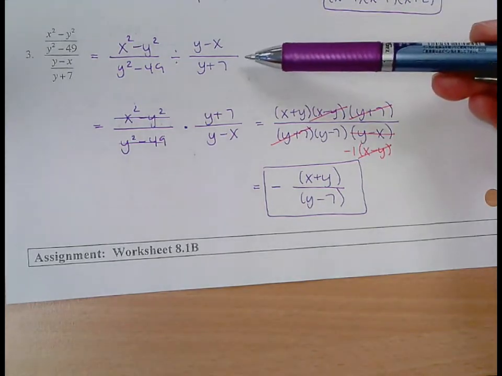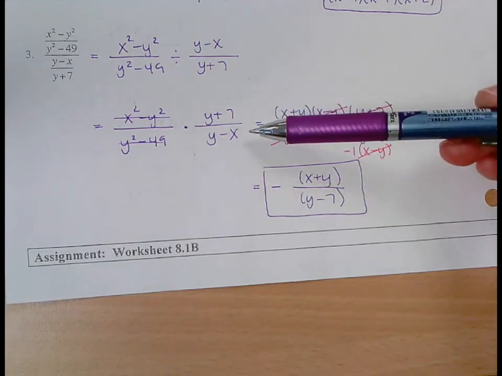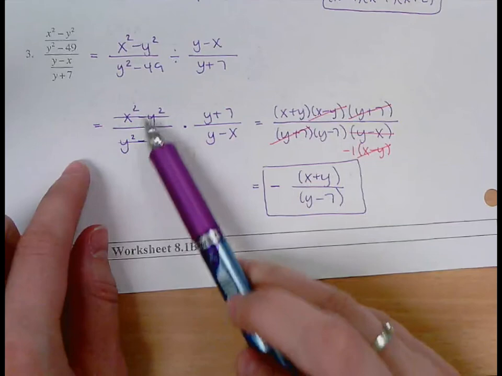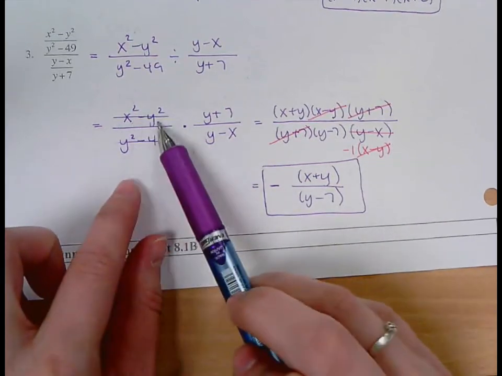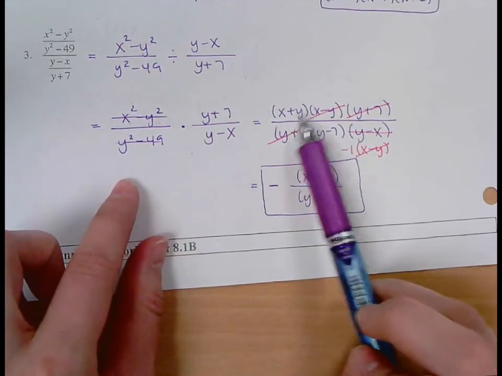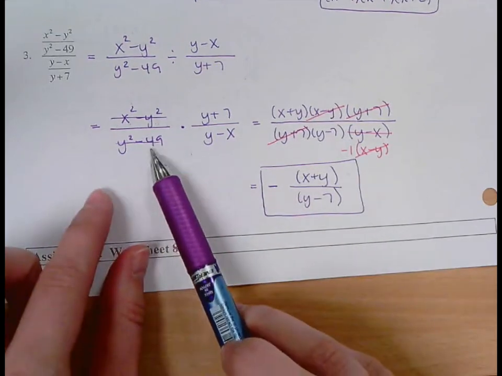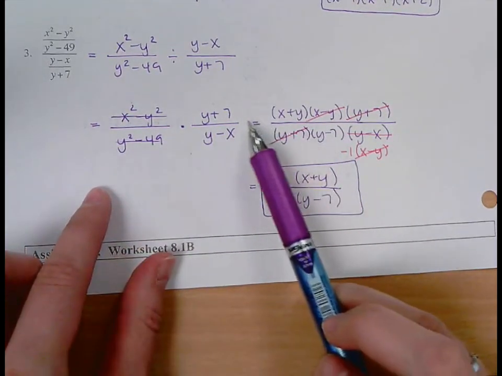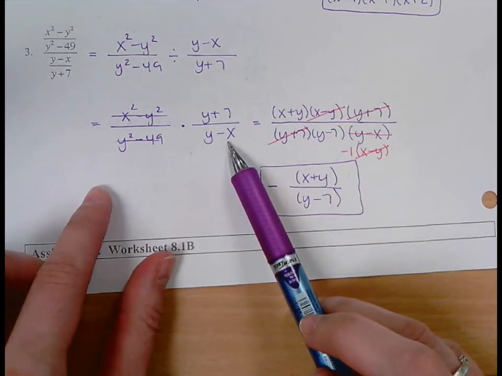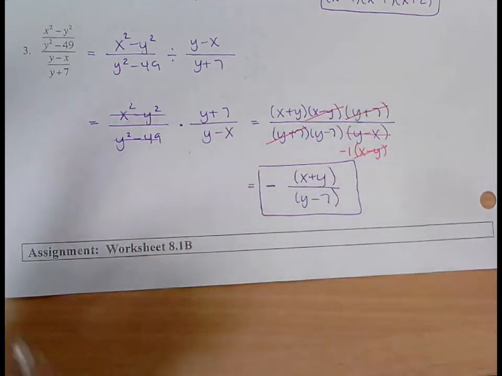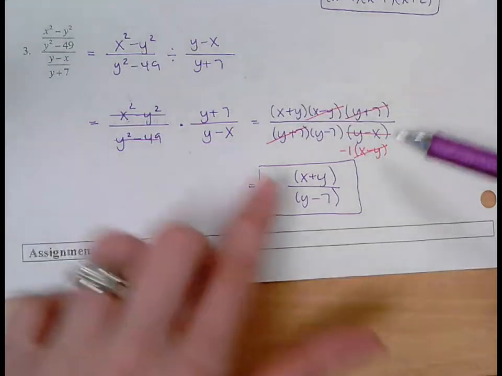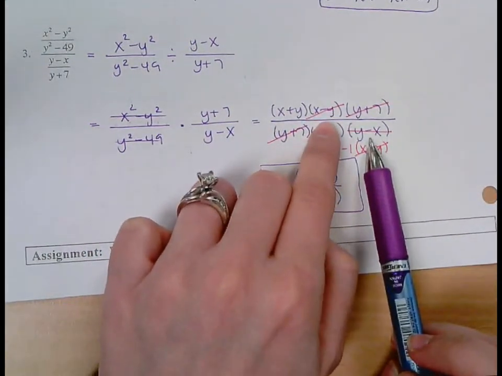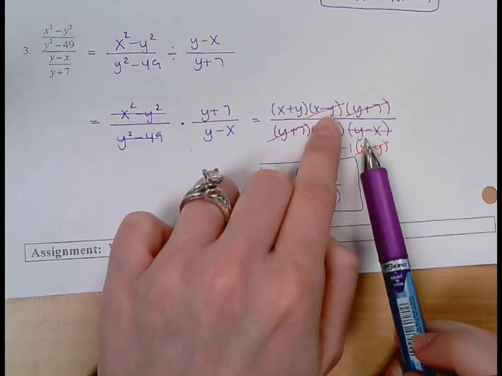So after you rewrite it as division and then rewrite it as multiplying by the reciprocal, first of all, factoring differences of squares. x squared minus y squared factors to x plus y, x minus y. y squared minus 49 is y plus 7 times y minus 7. The y plus 7 and y minus x here are already factored. You can't factor them. When you're canceling x minus y and y minus x, they're not exactly the same.